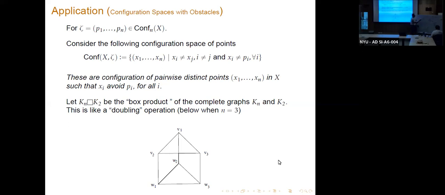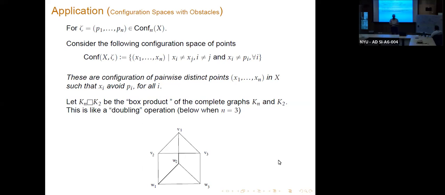Well, x1 is not equal to P1, x2 not equal to P2, and then x1 not equal to x2, x2 not equal to x3, and x1 not equal to x3. Just for the sake of an example, but we have many more examples. So you take configuration space, the usual one, pairwise distinct, but then you say this guy cannot be P1, this guy cannot be P2, or this one cannot be P3. What is the homology of that?